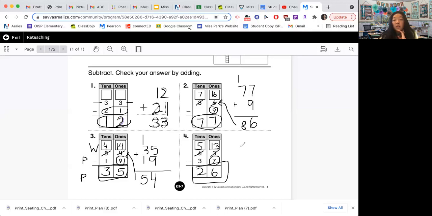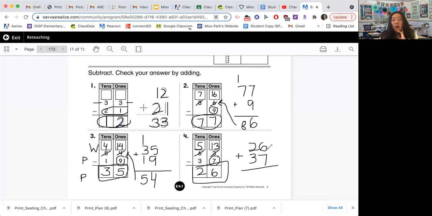Which of these are the parts? 26, very good. And then what's the other part that we need to add? What's the other part? Very good, Ray. 37 is the other part. So we need to make sure that we get the whole 63. 6 plus 7 equals what?